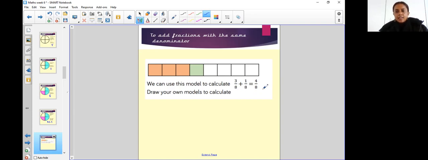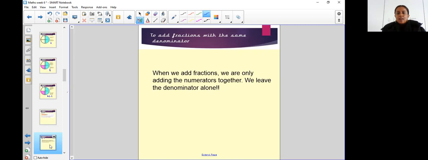So we don't change the denominator. We don't add the 8s together. We leave them the same, and we just add the numerators. So let's see if you can have a go yourself. So when we add fractions, we are only adding the numerators together, which is what I just said, and we also leave the denominator alone.